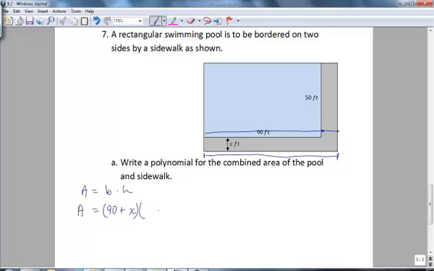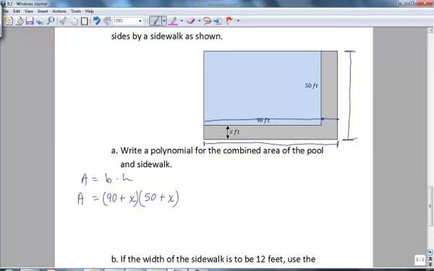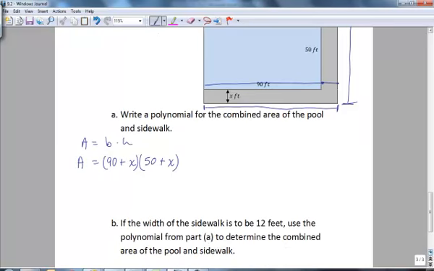Okay, now we're going to get the height in a similar way. The height is from here all the way down to here. And to do that, we're going to have to go 50 feet and then x more. So that's going to be 50 plus x. Similar, like I said, to the other one. So that's not a polynomial yet. We're going to need to multiply this out. What process would you use to multiply this out? I hope you just said FOIL. The reason why we'd use FOIL here is because we have a binomial times a binomial.